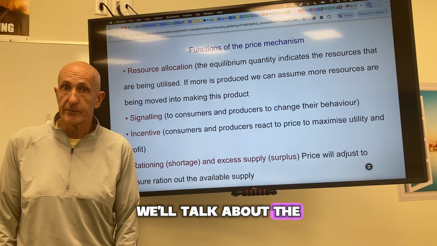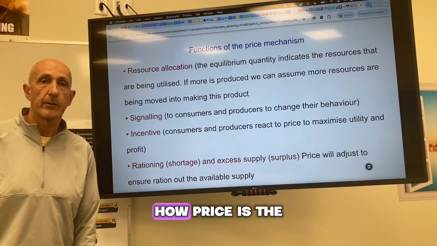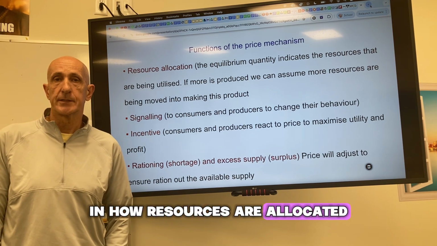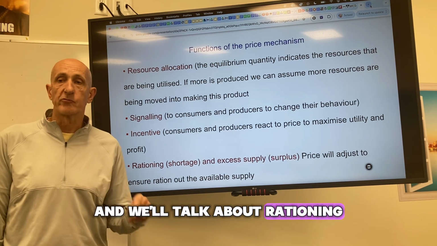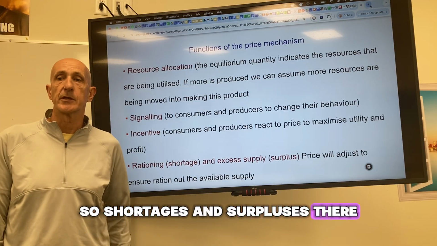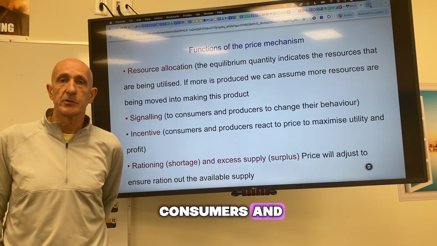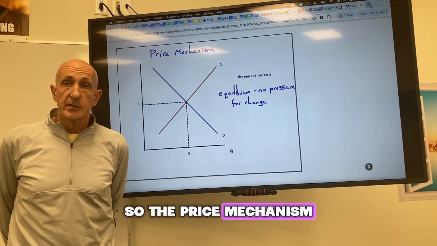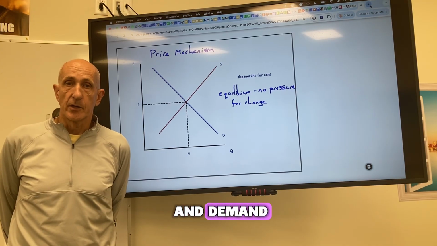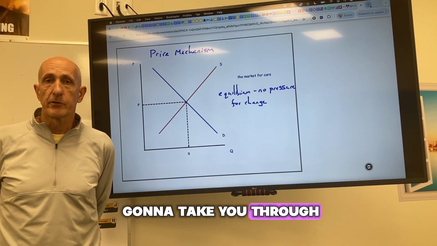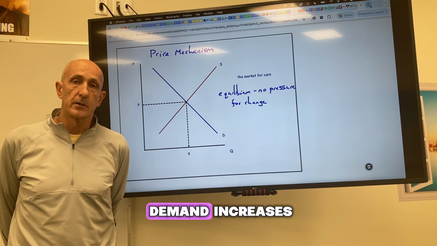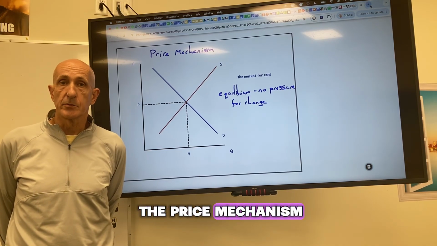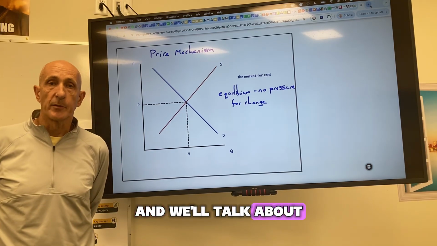We'll talk about the signaling effect of price, how price is the crucial ingredient really in how resources are allocated. We'll talk about incentives, and we'll talk about rationing, so shortages and surpluses there, and the incentive of consumers and producers to behave in a particular way. So the price mechanism obviously focuses on supply and demand. In this diagram here, I'm going to take you through a situation where the demand increases and what the impact of that is on the price mechanism. We'll talk about the invisible hand, and we'll talk about resource allocation.